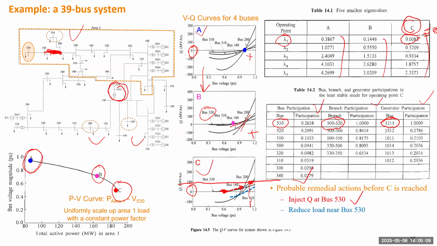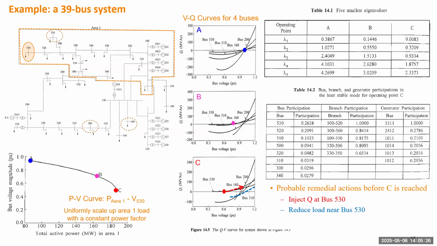The second option is you can do load shedding. So if you have no var source to utilize at bus 530, you can reduce the load. By reducing the load, the VQ curve will move down, and then it will intersect with the horizontal line at a much higher voltage. And definitely the third one, if you want to utilize a generator, you can pick the one with the highest participation factor.